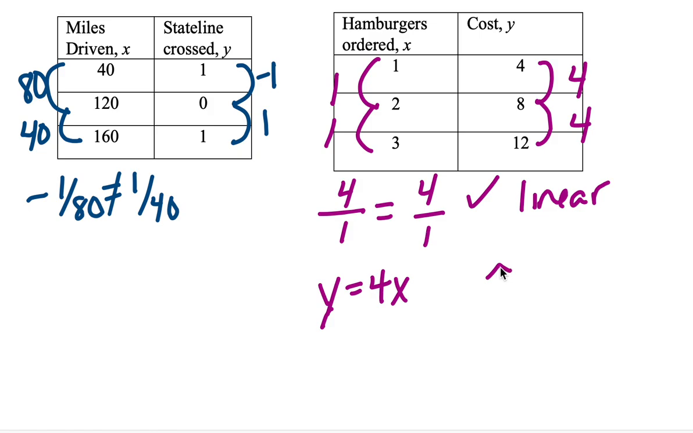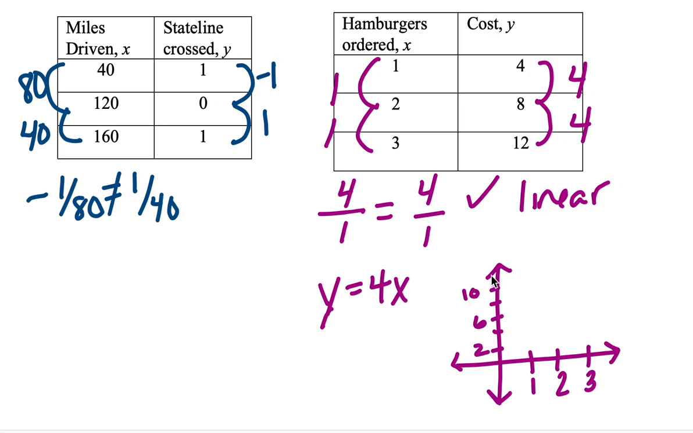If I was asked to graph this, here's my y-axis, here's my x-axis. My x, I have to graph 1, 2, 3, so we're just going to go by ones here. 1, 2, 3. But my y-axis, I have 4, 8, 12. Maybe I want to go by 2's here on the number line. So maybe 2, 4, 6, 8, 10, and then 12. And I would plot the points.